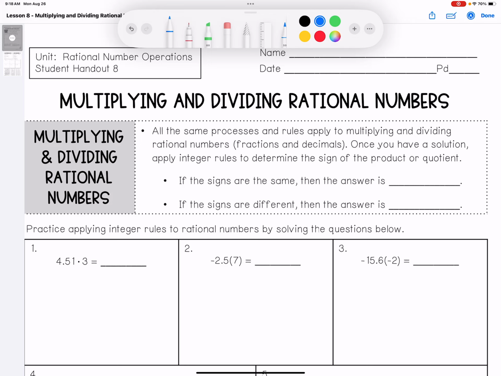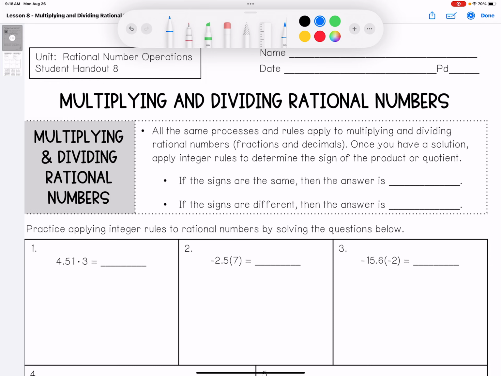In student handout number 8, multiplying and dividing rational numbers. Today is the same thing, except today we throw in some decimals and fractions. All the same processes and rules apply to multiplying and dividing rational numbers, aka fractions and decimals. Once you have a solution, you're going to apply the integer rules to determine the sign of the product or quotient. Same thing you did yesterday.